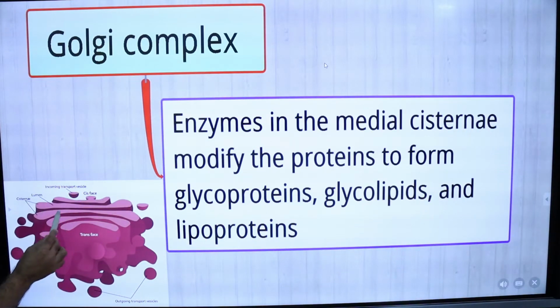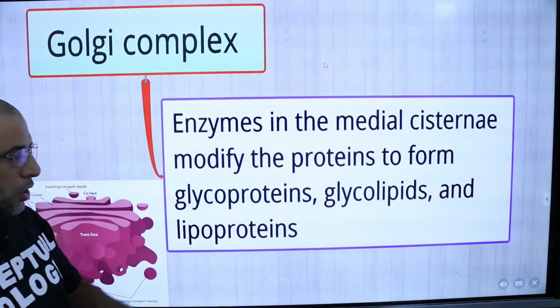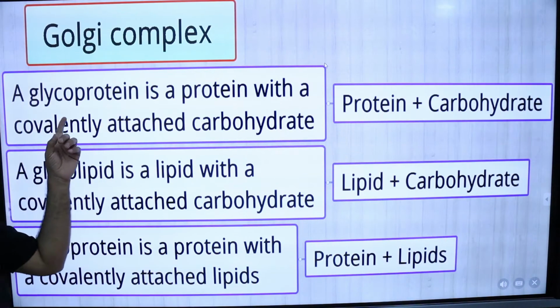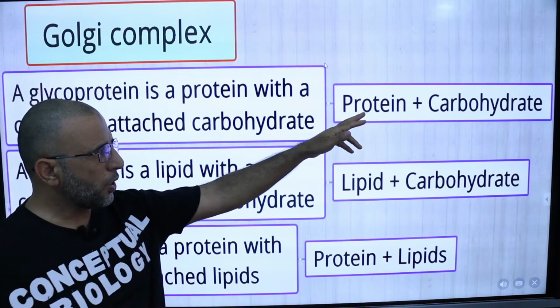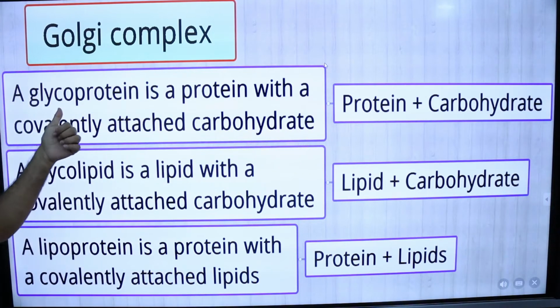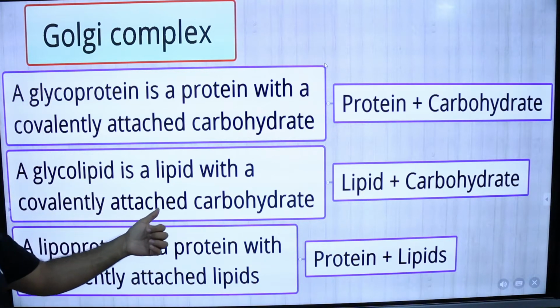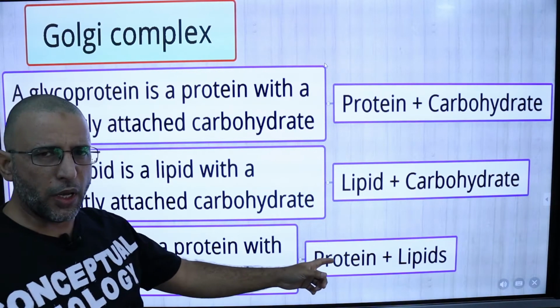Enzymes which are present here in the medial region are responsible to modify that protein into glycoproteins, glycolipids and lipoproteins. Now, what are glycoproteins, glycolipids and lipoproteins? Glycoprotein is a protein with covalently attached carbohydrate. So, protein that is covalently bonded with carbohydrate is called glycoprotein. Glycolipid is a lipid with covalently attached carbohydrate. And lipoprotein is a protein with covalently attached lipids.